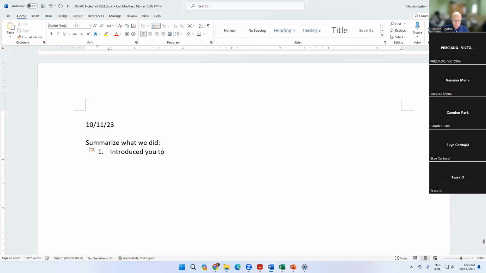Good. Introduced you to the concept of forces. Well, there are two types of forces: contact force and non-contact force. Contact force, most of the forces, okay? And non-contact force.